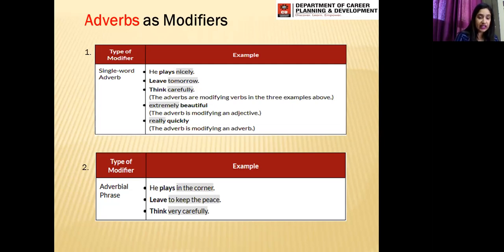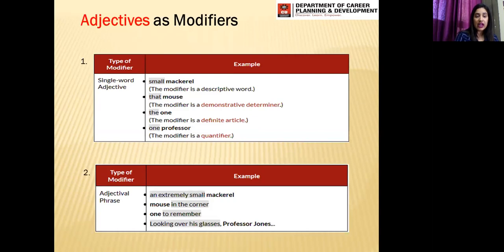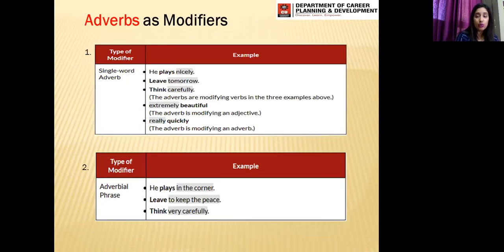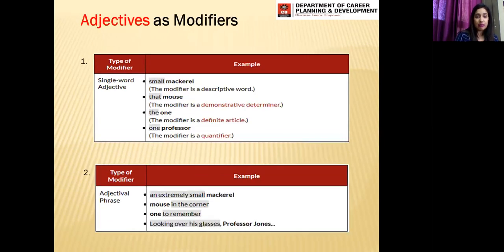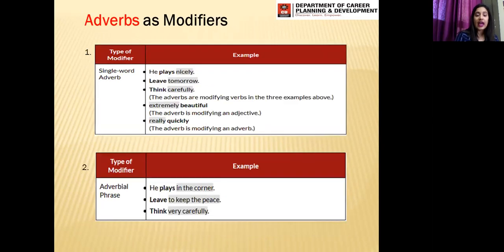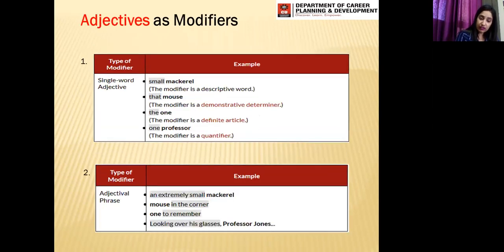Coming to the phrase part, the first sentence here is, he plays in the corner. I'm going back to the adjectives as modifiers. In the adjectival phrase, the second sentence says mouse in the corner. The phrase in the corner is the same in both, but the difference is, in this example it is talking about a noun, and here it is modifying a verb. That is the major difference. There it is an adjectival phrase.